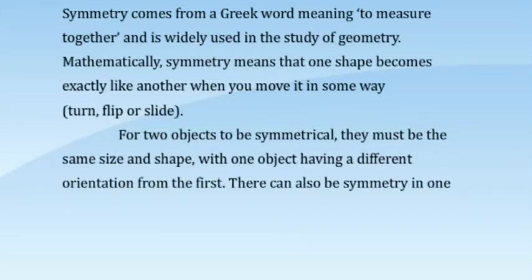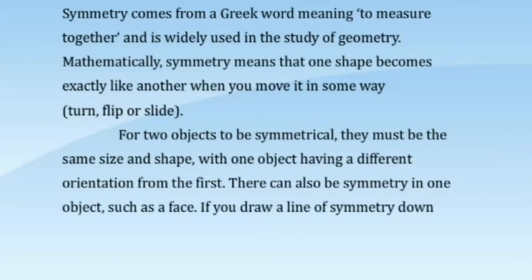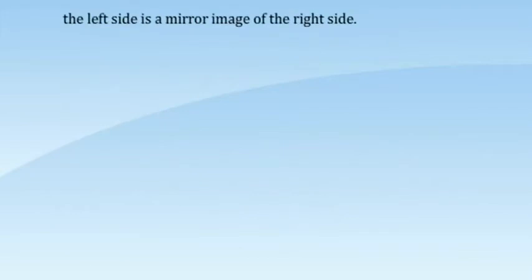There can also be symmetry in one object, such as a face. If you draw a line of symmetry down the center of your face, you can see that the left side is a mirror image of the right side.